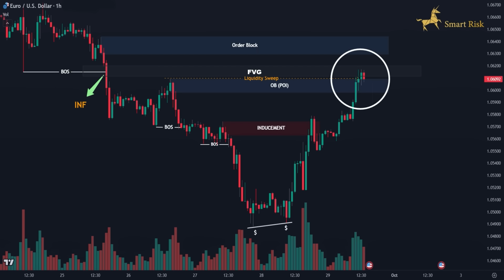For this example, I'll use the multi-time frame entry model and look for extra confirmation. To do that, I'm going to zoom into the 15-minute time frame for better monitoring of the price action.